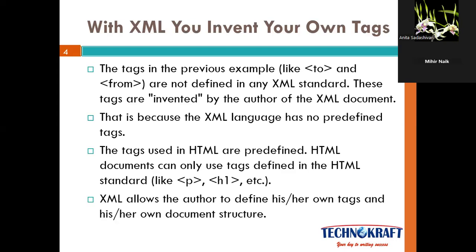The tags in the previous example, to and from, are not defined in any XML standard. These tags are invented by the author of the XML document. This is because XML has no predefined tags. The tags used in HTML are predefined. HTML documents can only use tags defined in the HTML standard, like paragraph, H1, etc. XML allows the author to define his or her own tags and his or her own document structure.